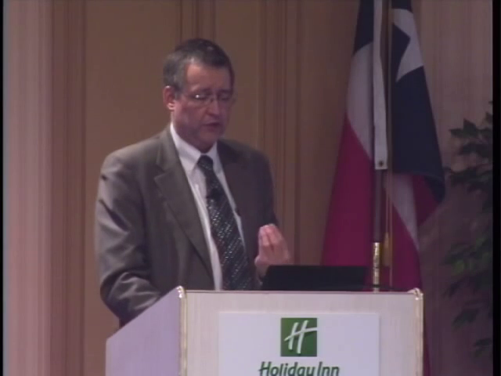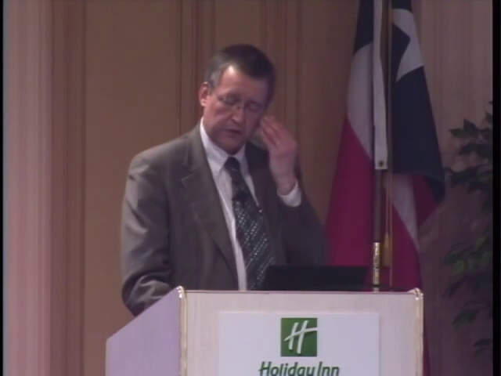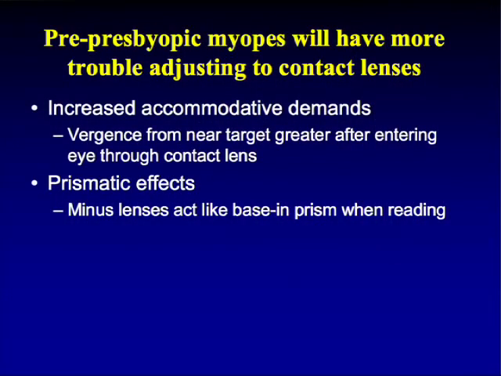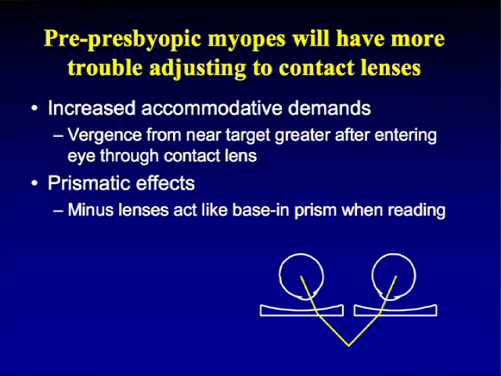Myopic patients will have more trouble adjusting to new contact lenses because there is a greater accommodative demand accommodating through contact lenses than through glasses in the case of myopia. The opposite is true in hyperopia. So the divergence from the near target is greater after entering the eye through a contact lens. There's also a prismatic effect that can help you remember if you can't completely memorize it. Minus lenses, remember, act like base in prism when the eye converges. That's going to help the myopic patient converge when reading through minus lenses. You take those away, now they're going to have to converge all the way on their own.